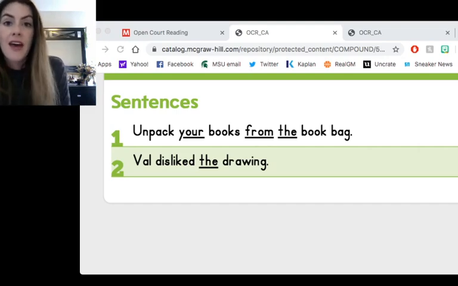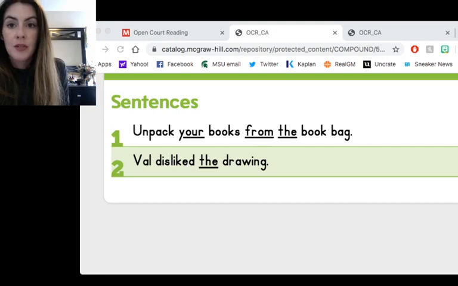Val, get our capital so we know we're good to start a sentence. Val disliked. Disliked, he did not like. So there's your prefix for the day in the sentence. Val disliked the drawing. Nice and short. Val disliked the drawing. Now you read it to me. Good. Nice job.